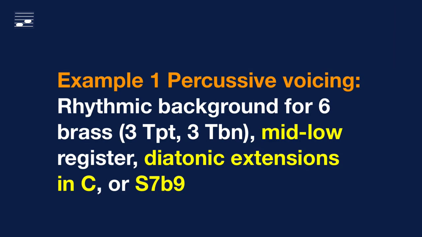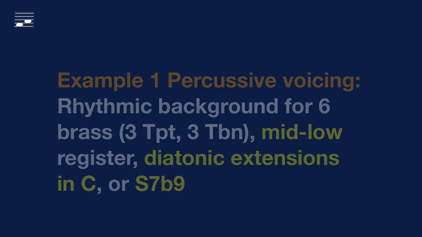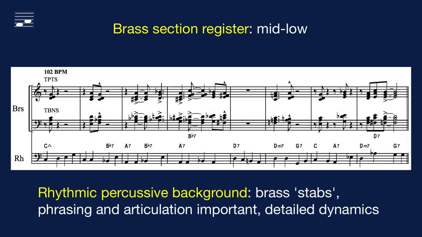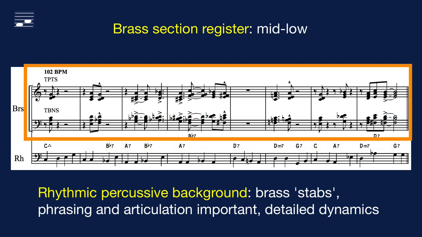In this series, we discuss ensemble arranging techniques, here specifically the writing of a percussive brass section phrase. The score example is a rhythmic background over a basic harmony in the rhythm that is shown below the bottom staff. The key is C major.